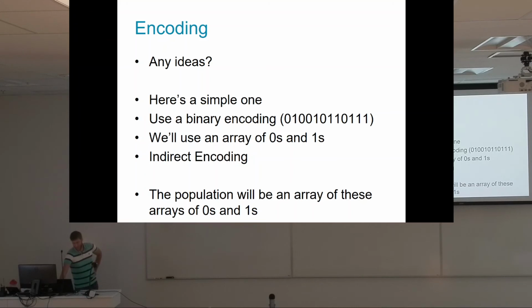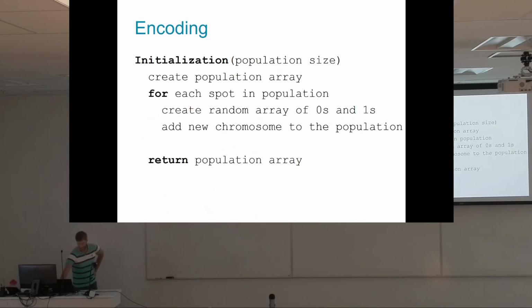The population will be an array of these arrays of zeros and ones. So here's initialization. I need to decide how big I want this population to be. Create a population array. For each spot in the population array, create a random array of zeros and ones and add that new chromosome to the population. Do that until the population's full. Any questions about that one?